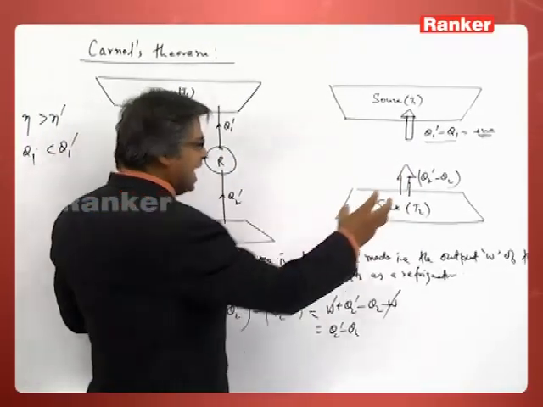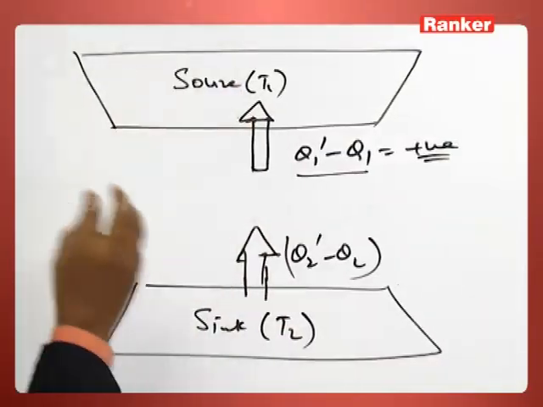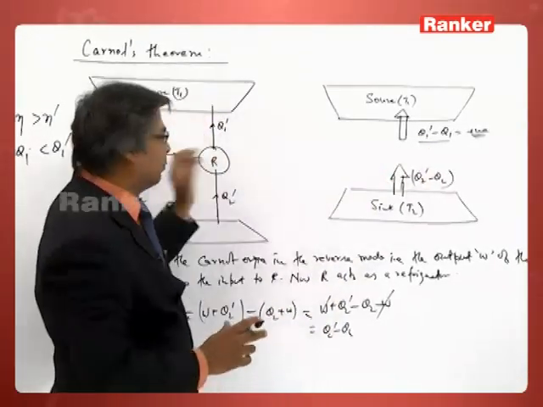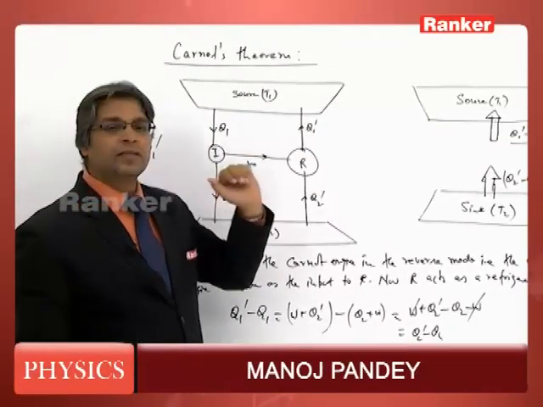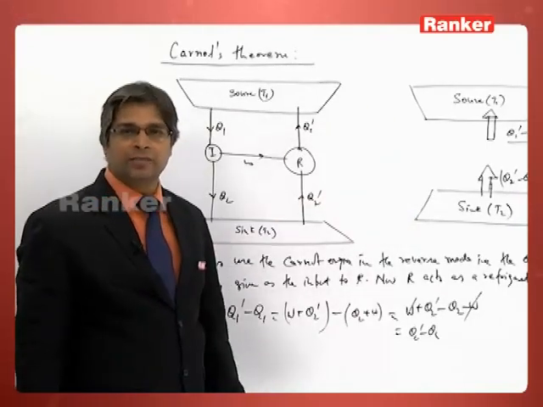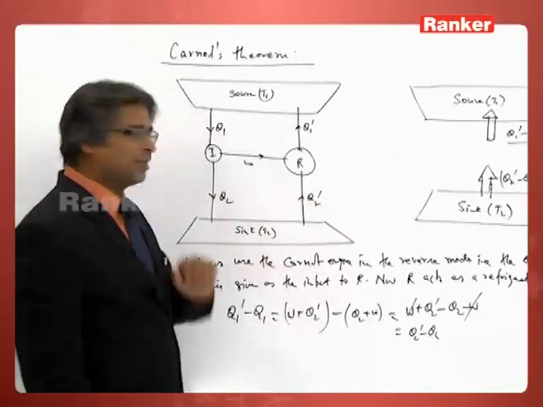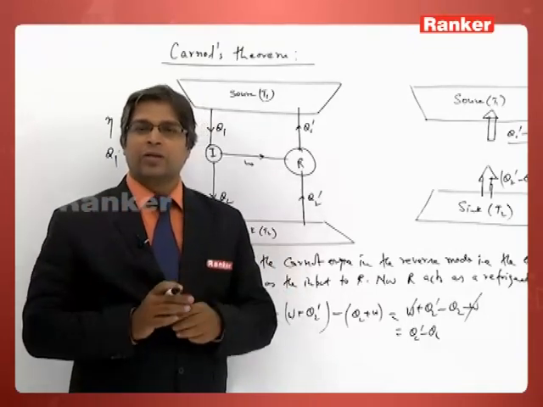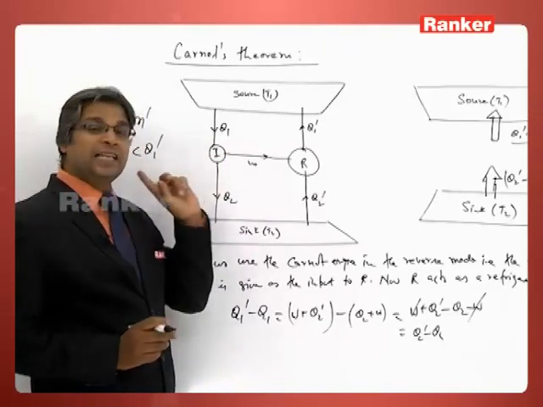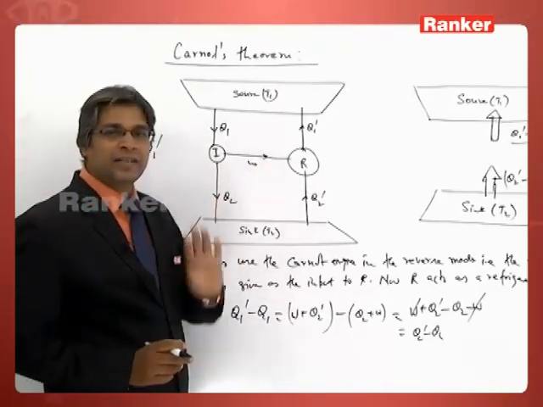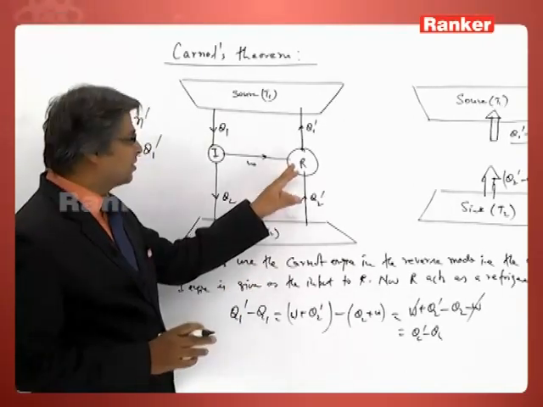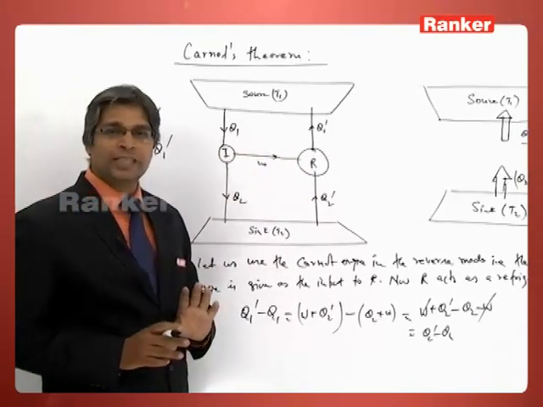The net result is that the heat flows from the sink to the source without any external help, which violates the second law of thermodynamics. That is the Clausius statement of the second law of thermodynamics. Thus, our assumption must be wrong. What is my assumption? That an irreversible engine has more efficiency than the reversible engine R. Thus, the Carnot theorem is proved, that R will have more efficiency than this.